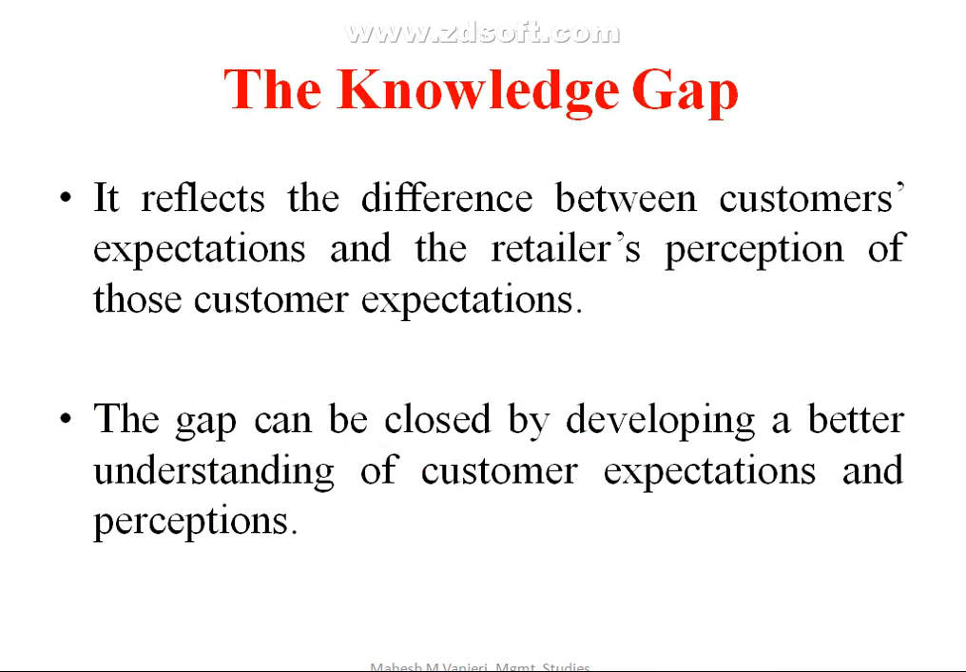Okay, the first one is the knowledge gap. It reflects the difference between customers' expectations and the retailer's perception of those customer expectations. It shows that the retailer does not have sufficient knowledge about what the customer actually wants. So that is about the knowledge gap. How can a retailer fail here? Why can the gap be created?